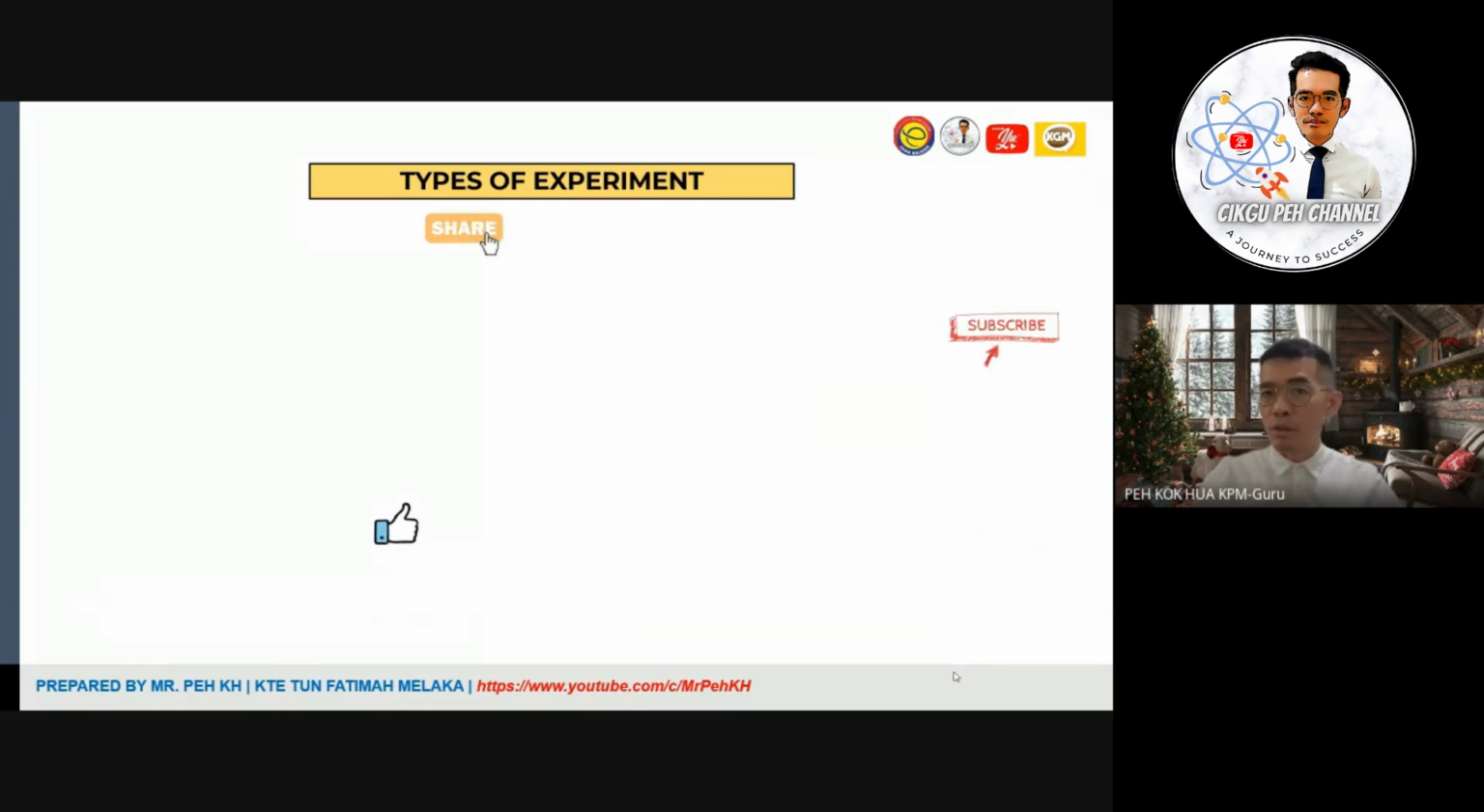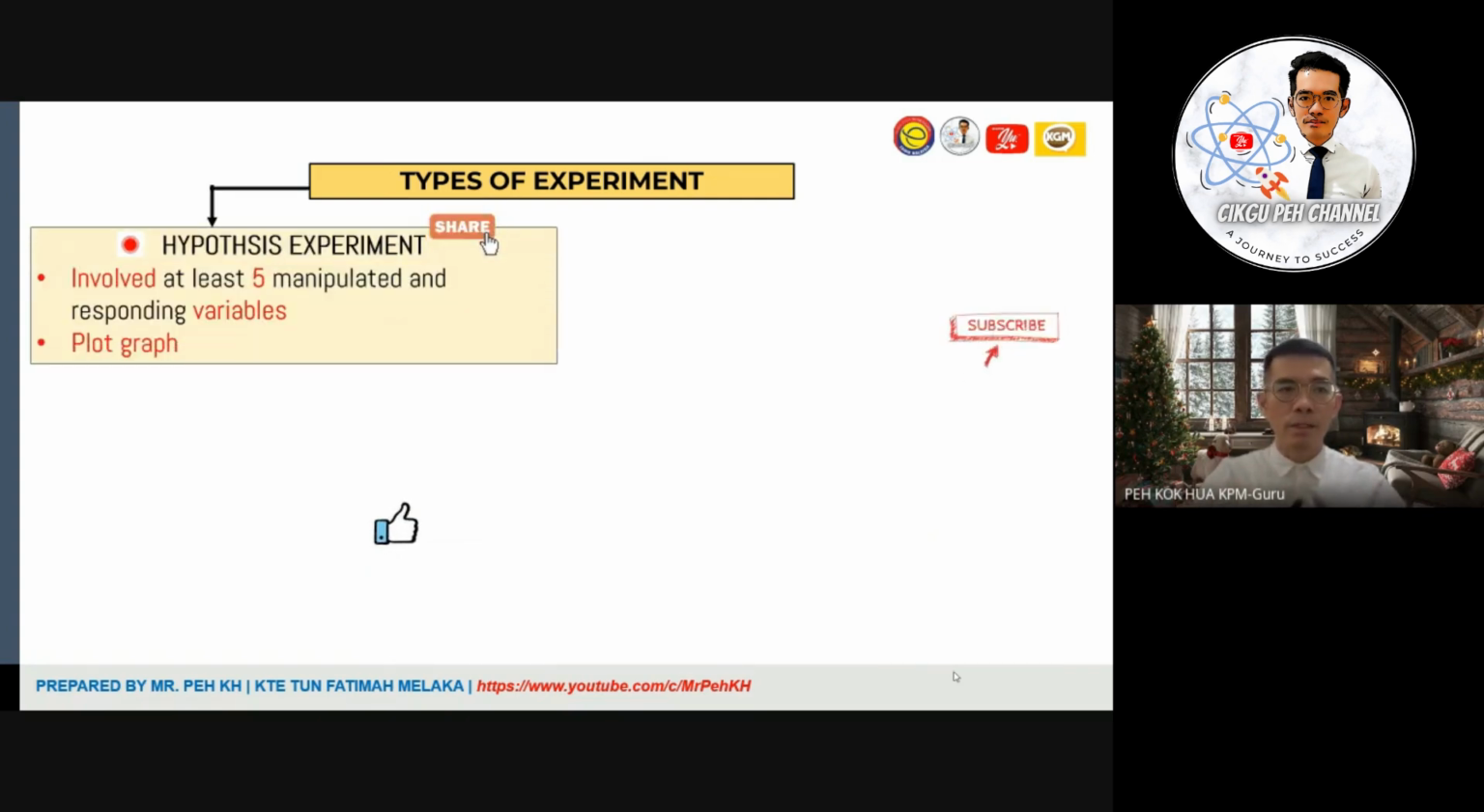Before we go into the detail of the experiment, let me tell you the type of experiment you are going to see in the question of Paper 3. If you have watched my previous video regarding Paper 3, you should already know the experiment can be classified into two types. The first type is known as a hypothesis experiment. In this experiment, they will involve at least 5 manipulated variable and responding variable data, and the candidate is requested to plot the graph.